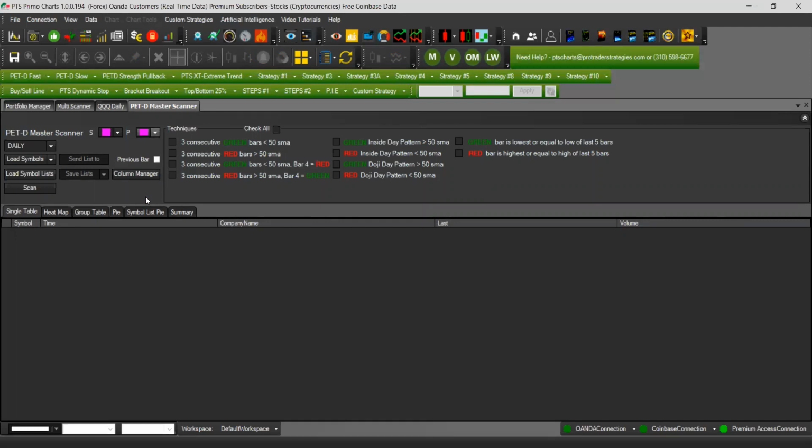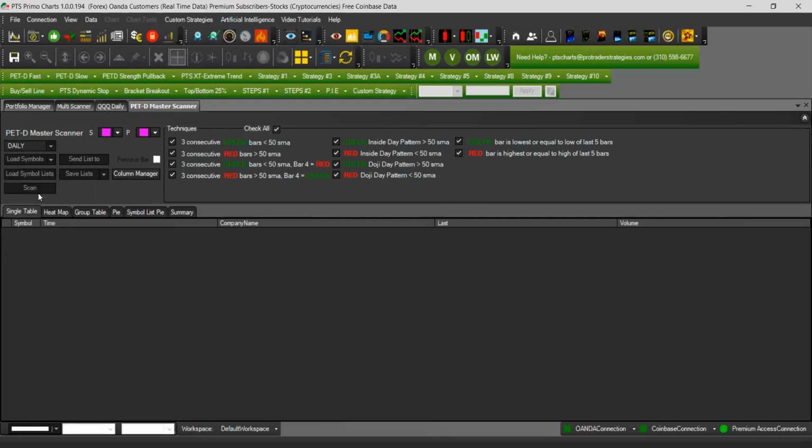On the course for the PETD Master Scanner, you're going to get insights on how to use each one of these techniques. So basically what I'm showing is the functionality. When you buy the PETD Master Scanner, you will go to the members area and access the PETD Master Scanner course, and you will be explained each one of these techniques as I mentioned before. So I'm going to check all of them.